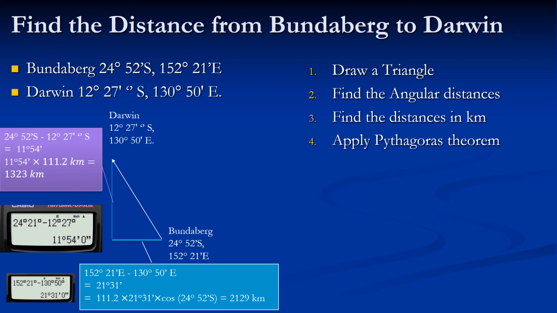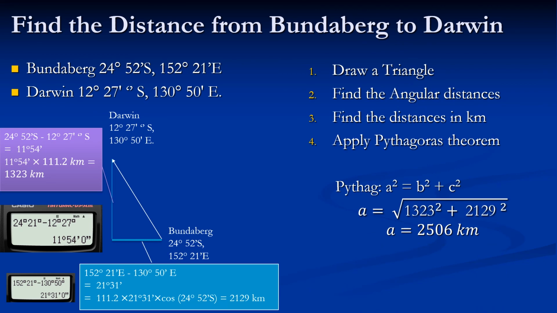Now I can find the difference in latitude too. Now that's going to be a great circle because I'm going north-south. And so I'm just going to do the minus in my calculator to get to 11 degrees and 54 minutes. And then I'll just multiply that by 111.2 kilometres to get 1,323 kilometres. So I have now drawn the triangle, I've found the angular distance, I've found the distance in kilometres. I can just apply Pythagoras' theorem to suggest that the distance between Bundaberg and Darwin, along this line here, is 2,506 kilometres.